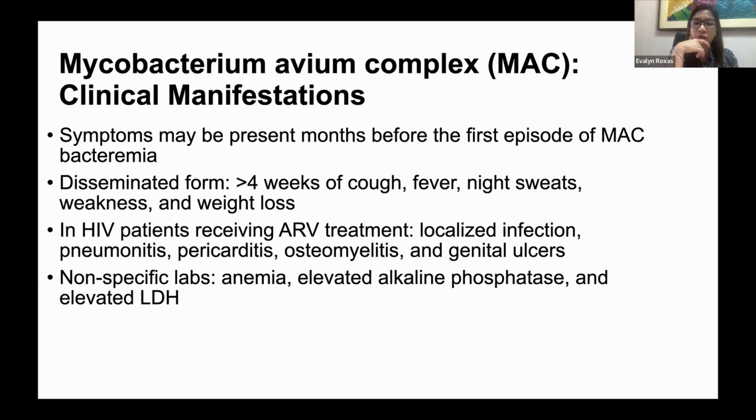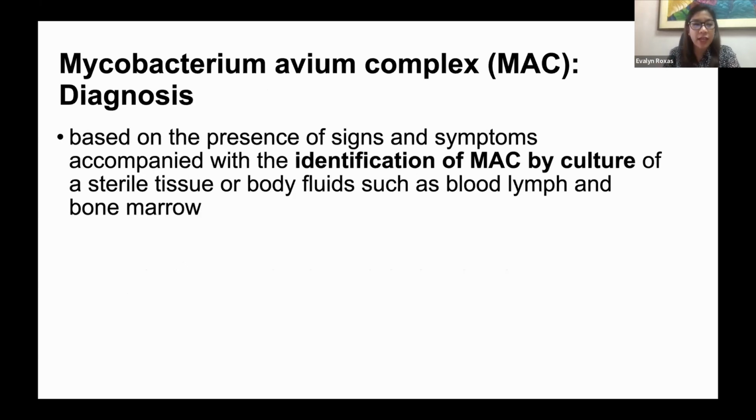Symptoms may be present months before the first episode, and in disseminated form, you can have manifestations of prolonged cough, fever, night sweats, weakness, and weight loss. In HIV patients receiving ARV treatment, localized infection, pneumonitis, pericarditis, osteomyelitis, and genital ulcers are some of the manifestations of MAC. For non-specific labs, you can request a CBC, and it will show anemia, an elevated alkaline phosphatase, and elevated LDH. The definitive diagnosis is growth of MAC in the culture.